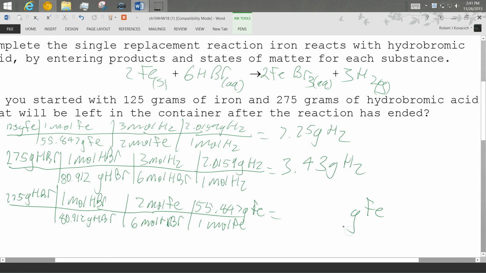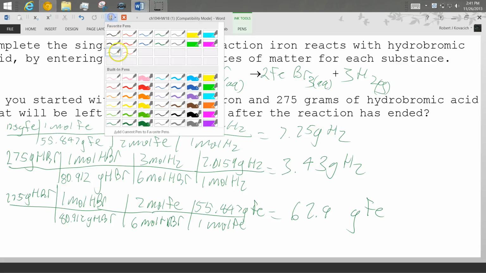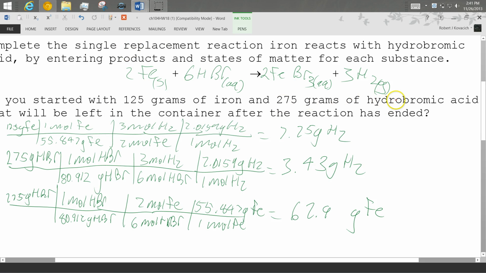All right, let's punch that out. So I have 275 divided by 80.9 divided by 3 times 55.847. I get 62.9 grams. Do I have enough information to stop doing railroad tracks and figure out everything? I think I do. So I know that I've got 0 grams here. That's all gone. I know this is my mass of hydrogen, and I need to know the other two pieces.